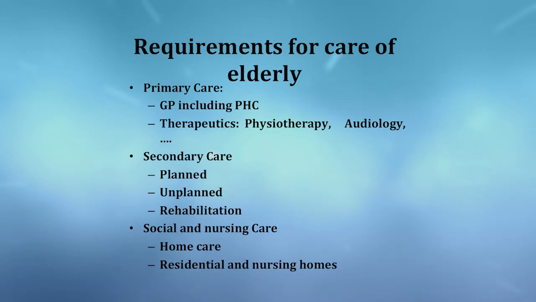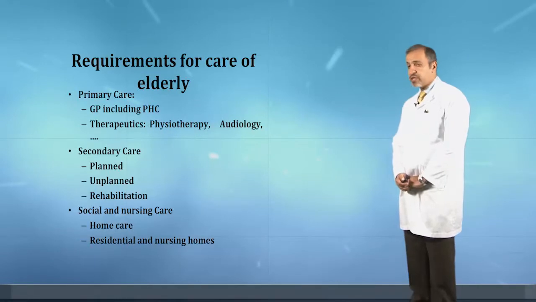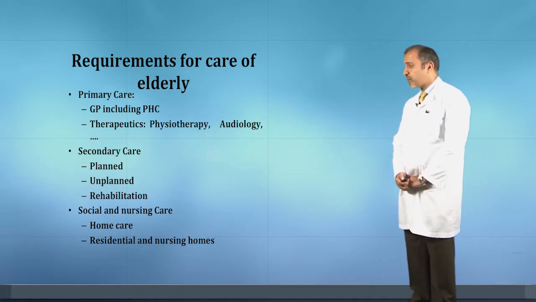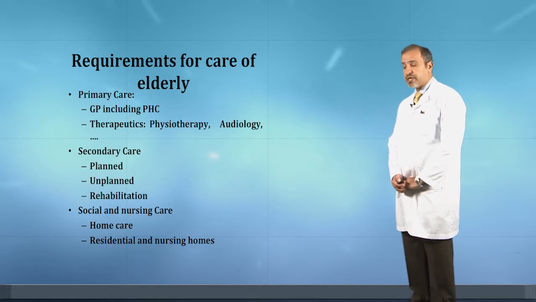The requirements for care of the elderly are multifactorial and include primary care, secondary care, and social and nursing care. Primary care mainly includes general practitioner care in primary healthcare settings, which should include physical therapy, audiology, and others that can be done in the primary care setting. In secondary care settings, there are many planned and unplanned admissions to hospital, and rehabilitation is sometimes needed for the elderly. There are many social and nursing care issues, including home health care, nursing, and residential homes.